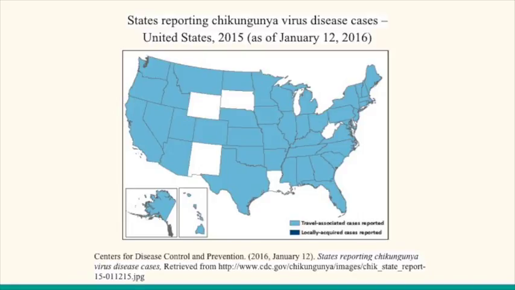On this slide, we have a map from the CDC of the states in the US that reported cases of chikungunya. As of January 12, 2016, 679 cases were reported from 44 states. As you can see, none of the cases were locally transmitted, and they were tied to travel from affected areas outside the US.